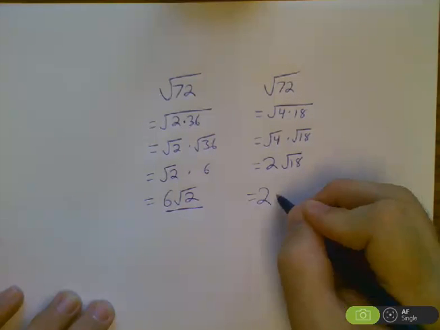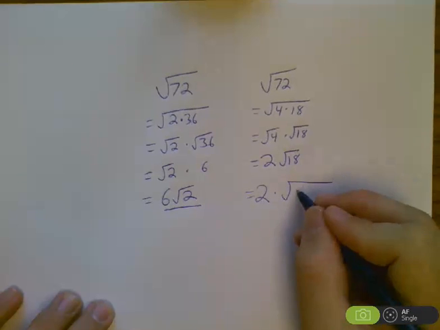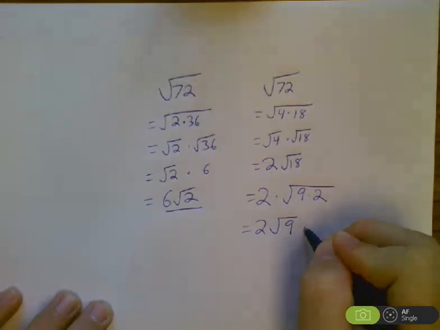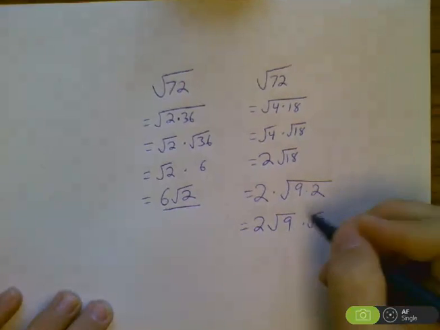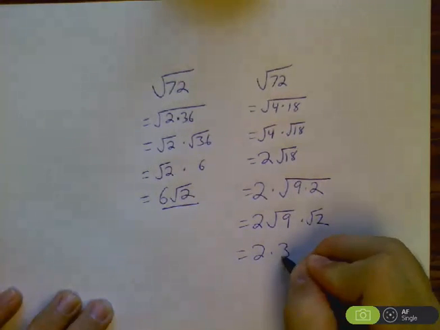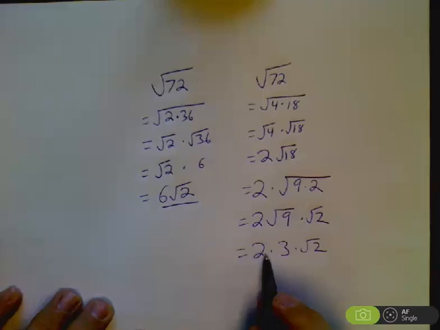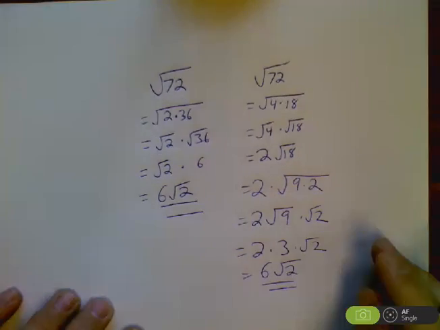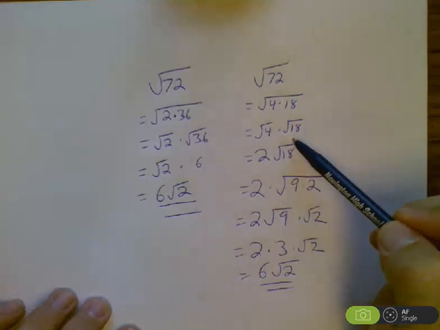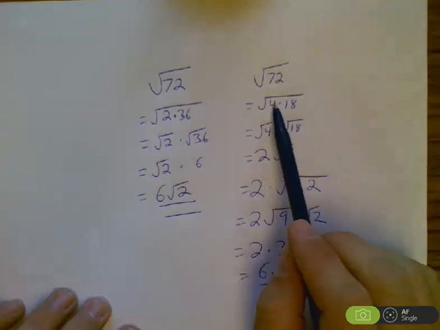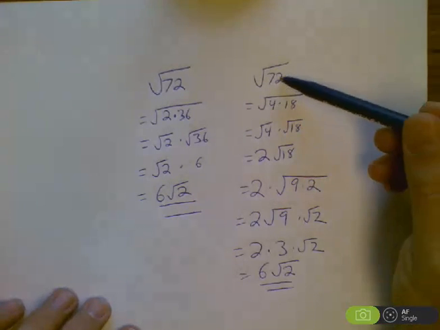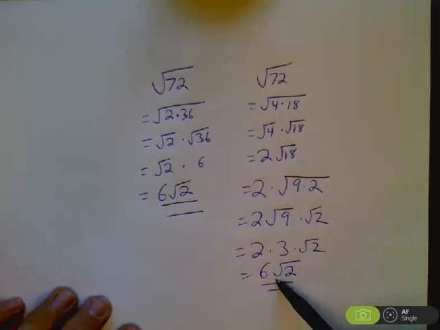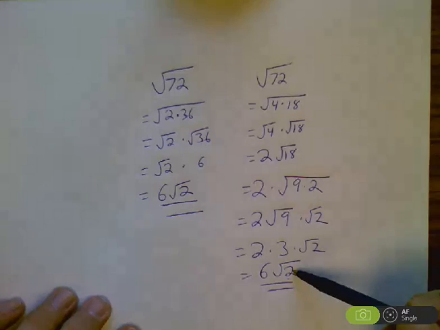This would become 2 times 18 is 9 times 2. This becomes 2 times the square root of 9 times the square root of 2 if I break it apart. This becomes 2 times 3 times square root of 2. And 2 times 3, of course, is 6 square root of 2. And we get the same thing we got before. So it doesn't really matter what order you do it in, as long as you break it down legitimately, right? These numbers should still multiply to the original number. And you just keep going until you've gotten as far as you can. I can't break down 2, right? That's not a perfect square.